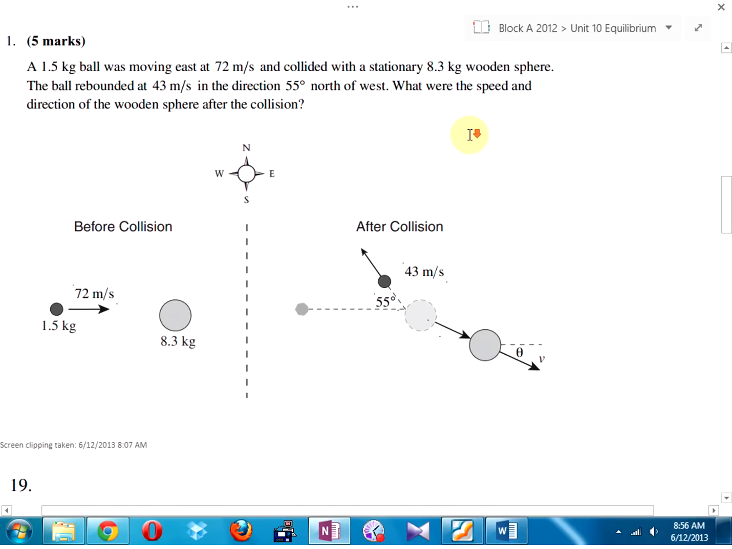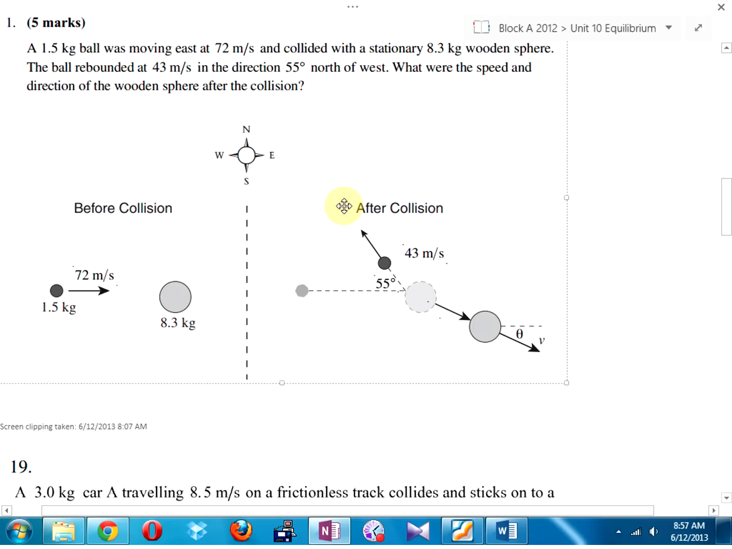Momentum. So one of the things we looked at in momentum was collisions at angles. That was new to Physics 12.